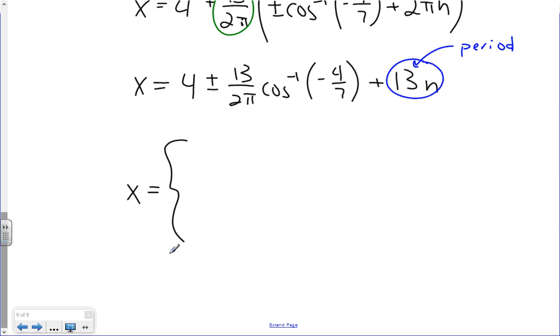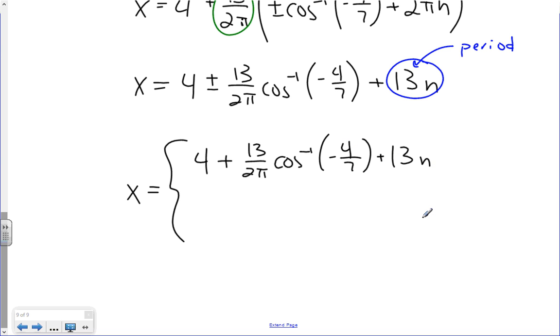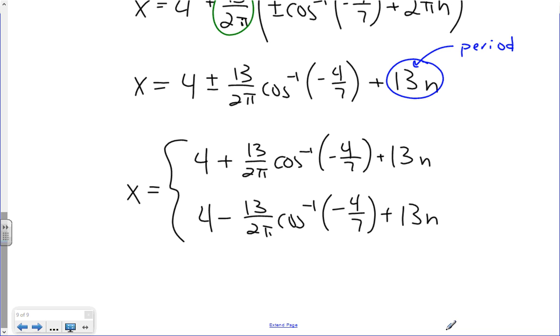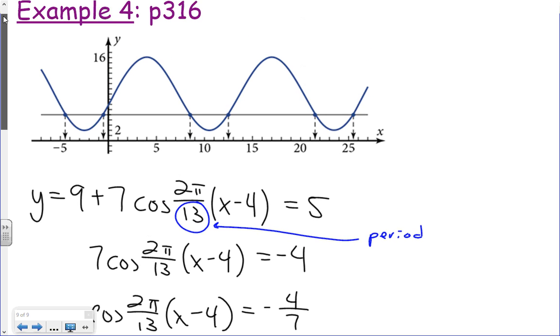I'll write it as 4 plus 13 over 2 pi cosine inverse of negative 4/7 plus 13n. And we're going to figure out what values of n we have to use here. And then 4 minus 13 over 2 pi cosine inverse of negative 4/7 plus 13n. So these are our two equations that represent all of the answers. But again, we are only looking for 6 of them. So let's go back up above here and find out what values of n we want to pick and whether we're using the plus or the minus.